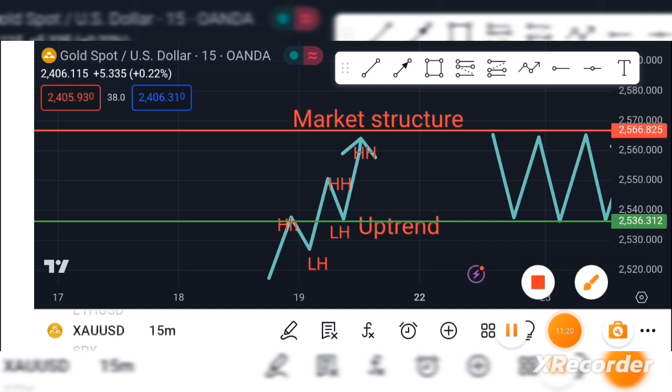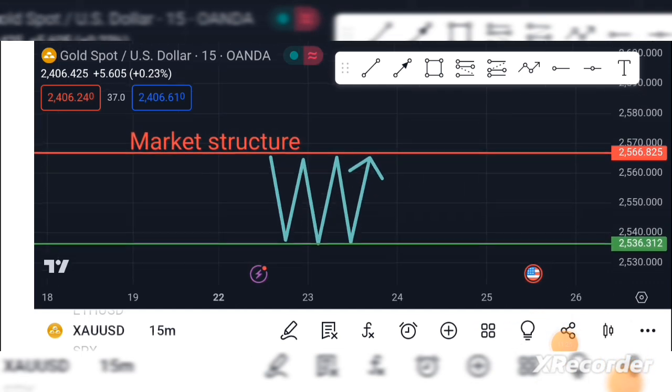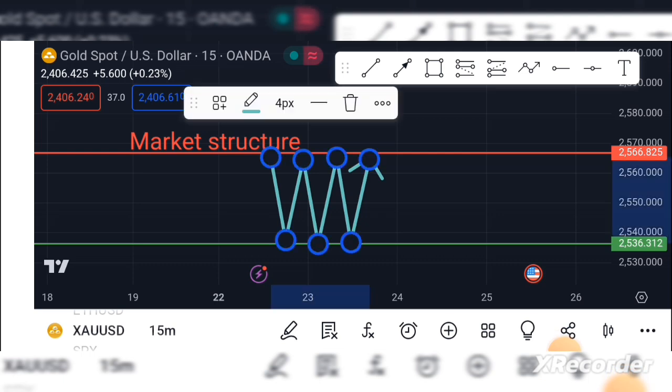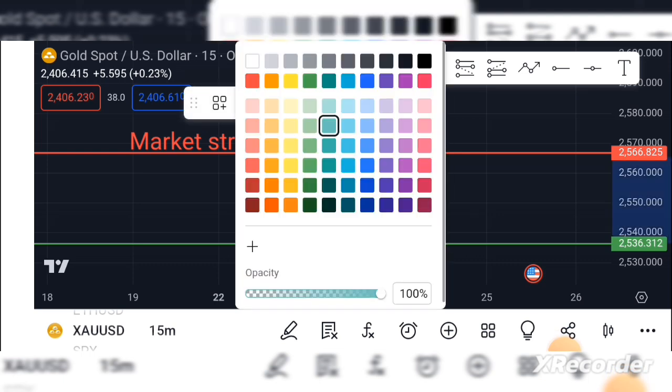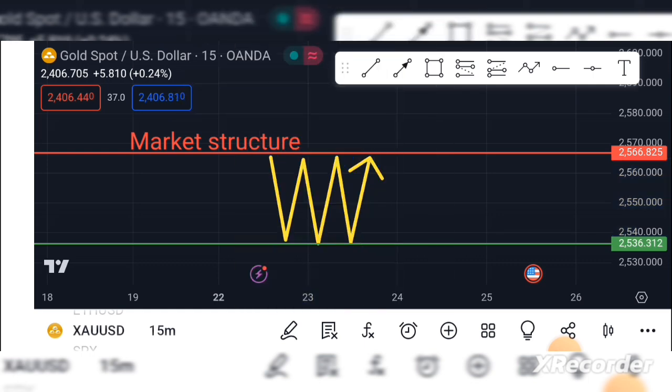Now moving on, you can see I already cleared the other one. Let's turn this to red or some kind of flashy color. Oh, this color is dim. I hope you understand. But now you can see, this is another market structure.